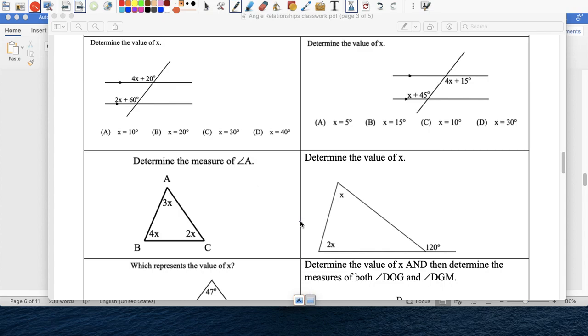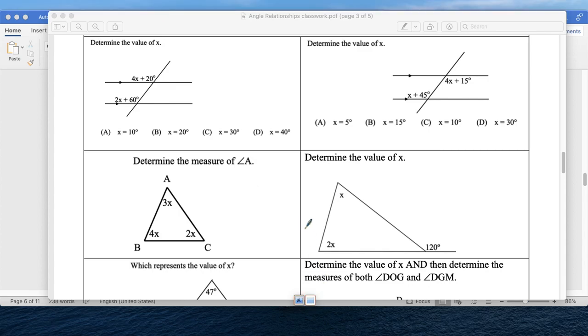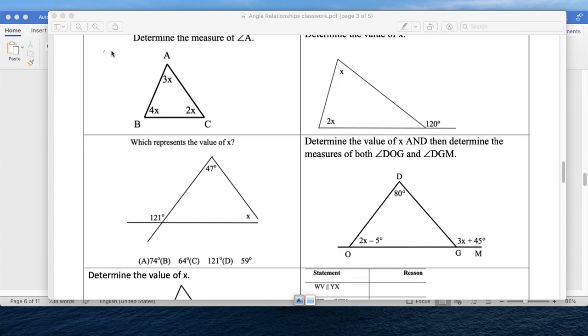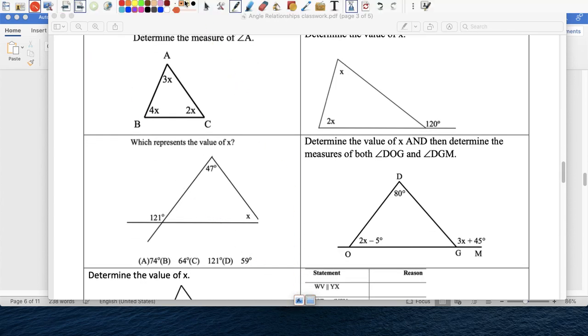It's a triangle now, right? So no more transversals. So what do we know about the angles, 3 angles in a triangle? Well, they add up to 180. So that's how I'm going to set up my equation. So 3x plus 4x plus 2x equals 180. 3, 7, 9, so that's 9x equals 180. Divide by 9, x equals 20.